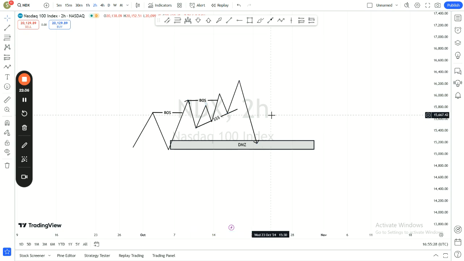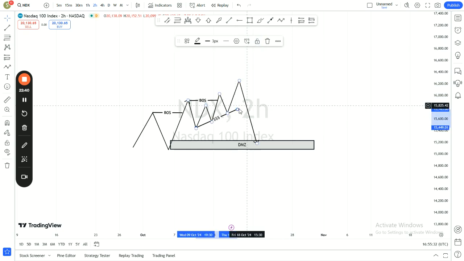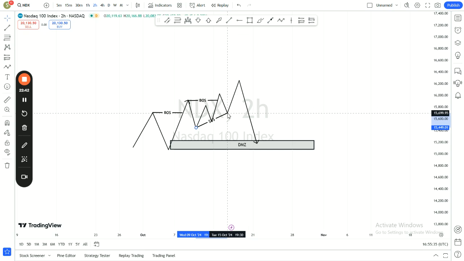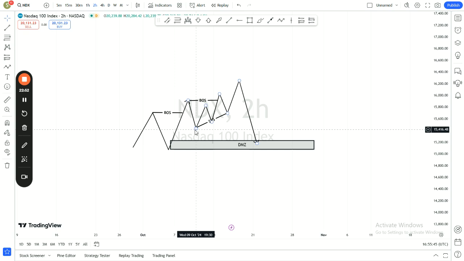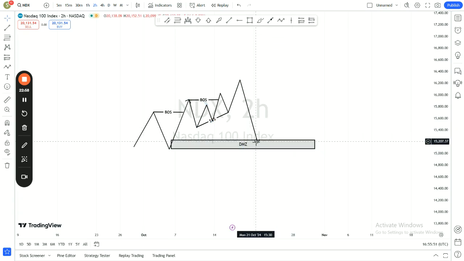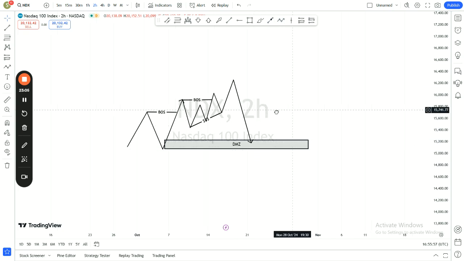Now look at this structure. Most retail traders see this as a shift in market structure. Don't get confused, guys. This is not a change of character. This is never a change of character. This is what we call liquidity grabbing. The market only cleared out the liquidity that was at this low and then came back to the initial demand zone that was never tested. And when the market gets here, what are you going to be looking out for?